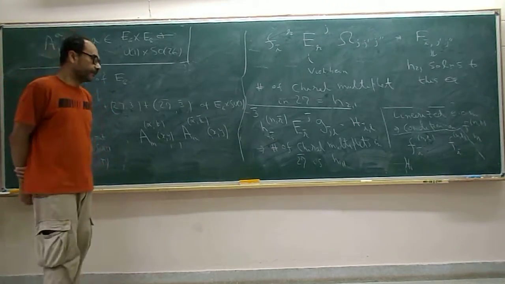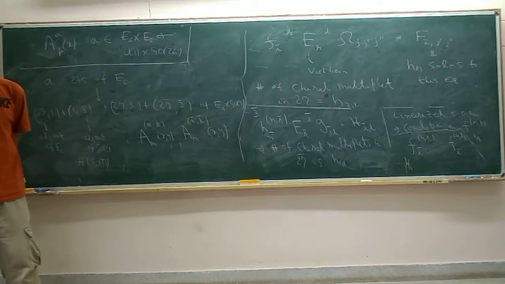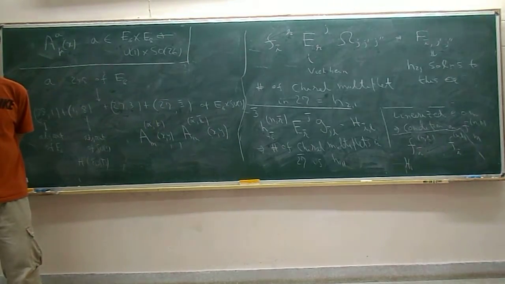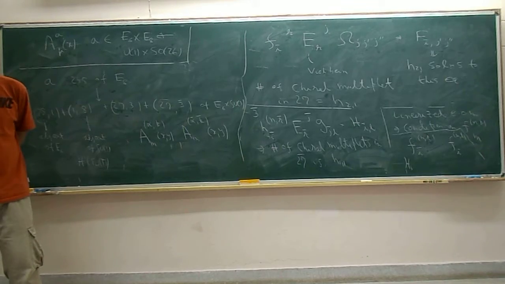And I'll also discuss the phenomenology, because for phenomenological purposes, these 27 and 27 bars in fact contain the quarks, leptons, Higgs and everything. When you think of this as a grand unified gauge group, you can see that the quarks, leptons, Higgs, all of these fit inside 27.